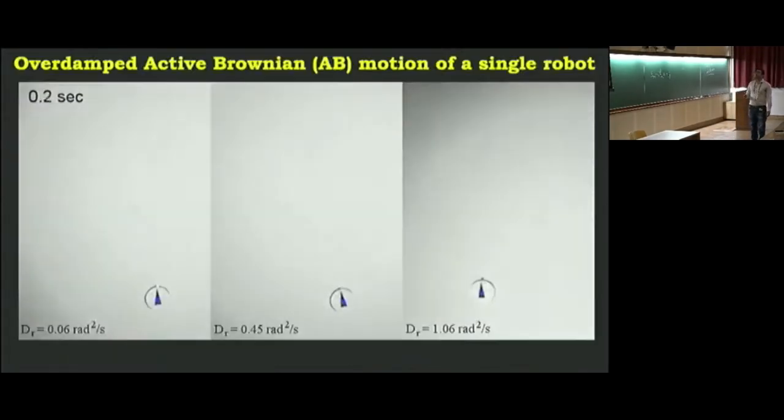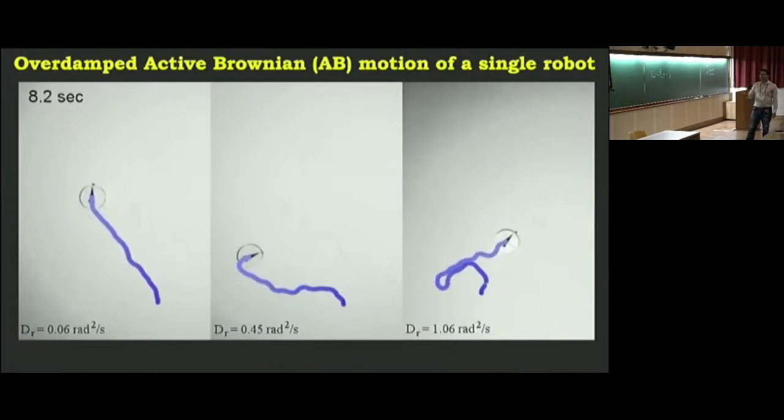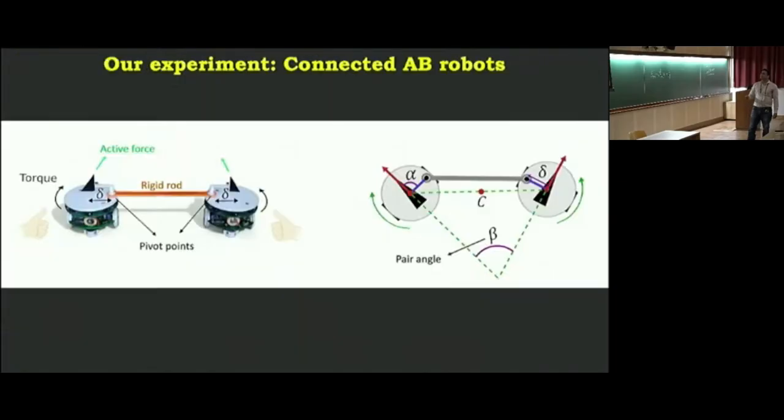So this is how they move. We can actually quite accurately sweep through various values of the rotational diffusion constant. So this is active Brownian motion at different D_r values, and this is how we connect them. They are connected at these pivot points, which are at a distance delta away. There are many parameters that we can change, but they are kept at mirror symmetric points around these robots.